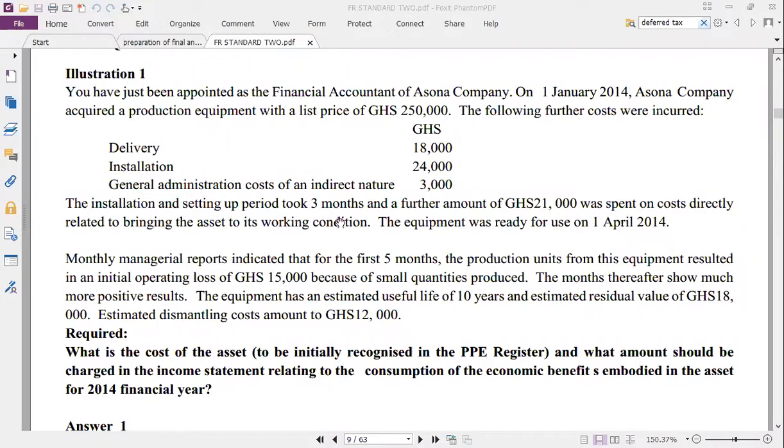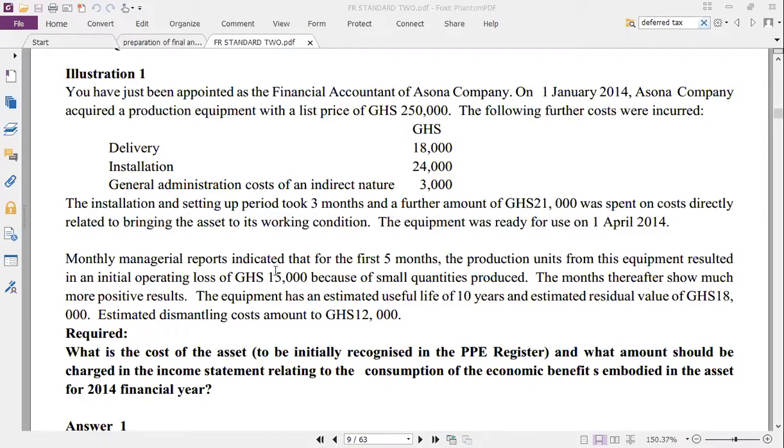Monthly, in fact, there was one line I've missed out. The equipment was ready for use on 1st April 2014. This one is for when you're calculating depreciation. For now, we will not need this. So you're calculating the cost of what? The equipment.